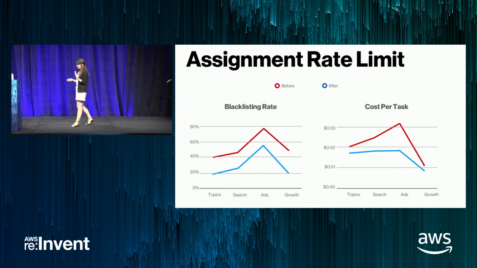So for this and for a few infrastructure reasons, we actually implemented an assignment rate limit that disallows a worker from visiting a new assignment page if they have outstanding tasks assigned to them. What that means is just that they can only work on one hit of ours at the same time. And when we implemented this, you can see how much the blacklisting rate and then the cost per task decreased. And so it saved us tons of money since we implemented it.